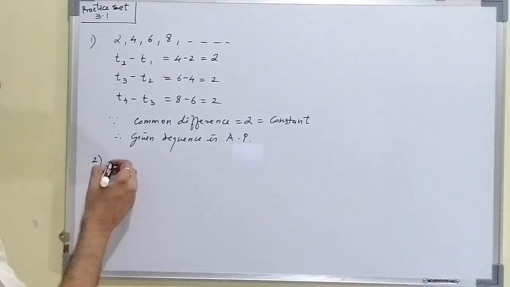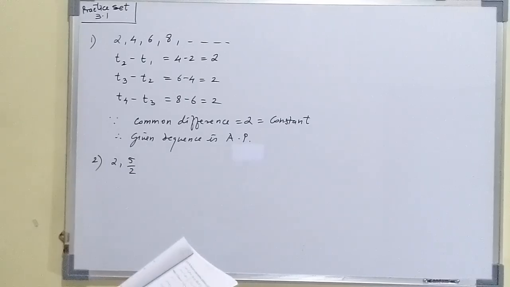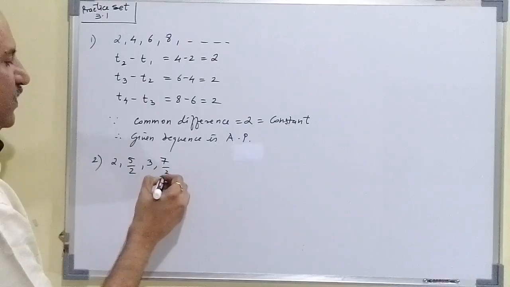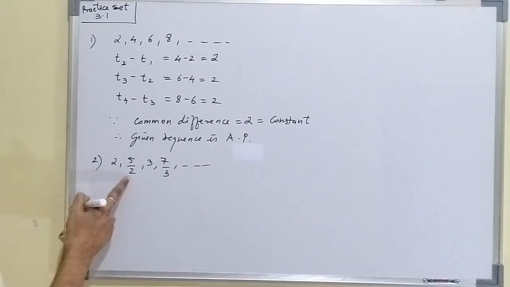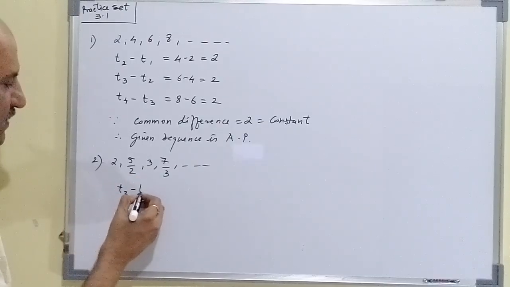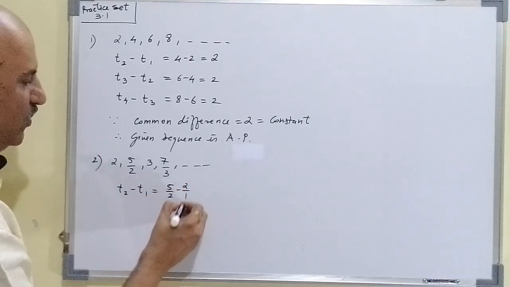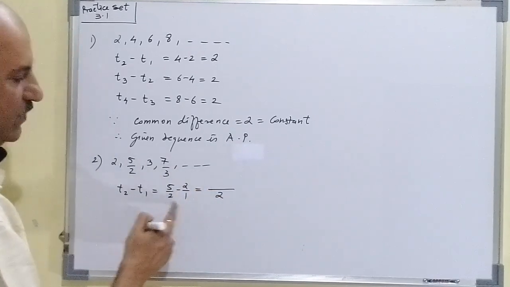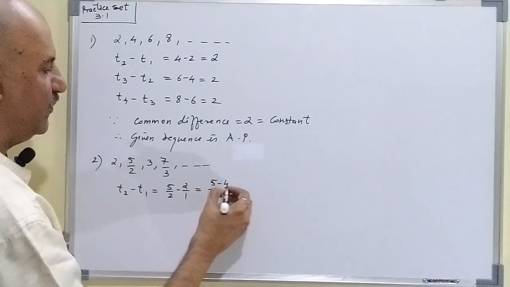2, 5 upon 2, 3, 7 upon 3, and so on. Okay, this is T1, T2, T3, T4. So go for T2 minus T1. It is 5 upon 2 minus 2 upon 1. Solve this, LCM 2. Cross multiply: 5 minus 4.